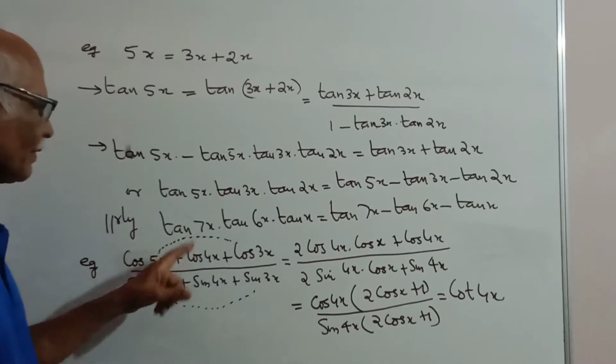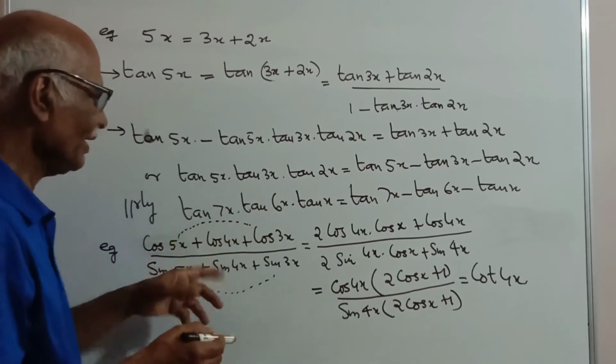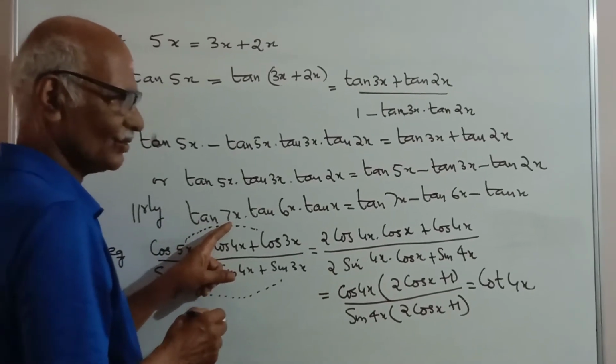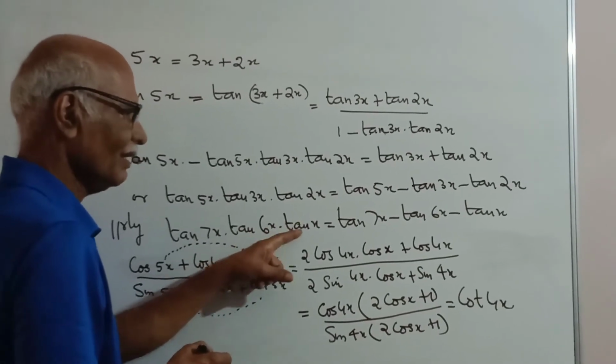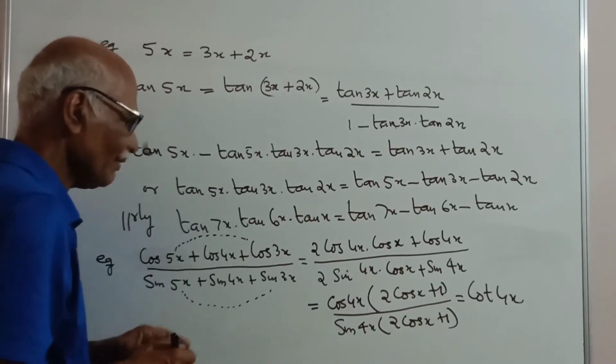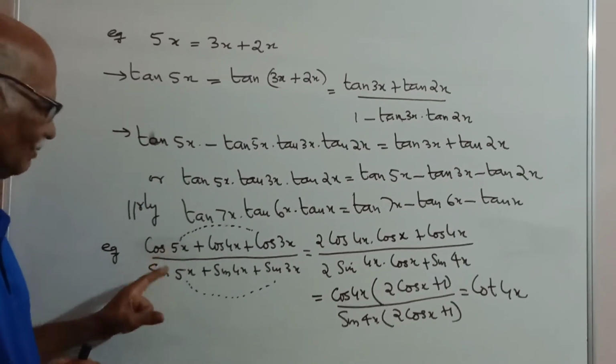Similarly, you can see tan 7x into tan 6x into tan x will be tan of 7x. You take the largest of that, then subtract the remaining: tan 7x minus tan 6x minus tan x. Now we apply such methods for simplification. Now we see an example.